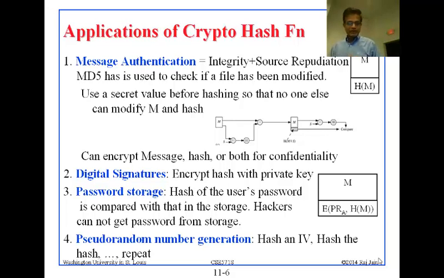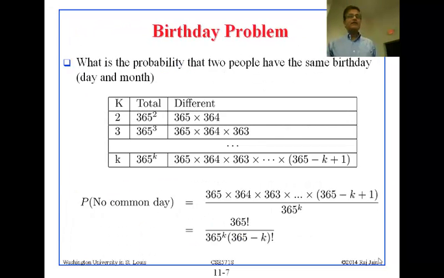Okay? Pseudo random number generation, similarly, can be done by hashing an initial value and then hashing the hash, hashing the hash again, just like we saw in the encryption thing. You could be just hashing. So hashes have a lot of applications in the cryptographic world. And so we now worry about when we can have a collision. The best way to learn about collision is by talking about the birthday problem.